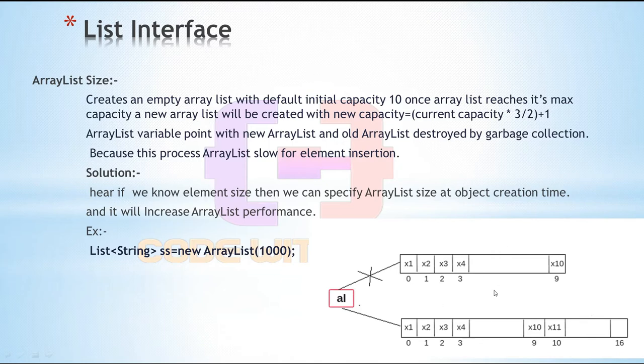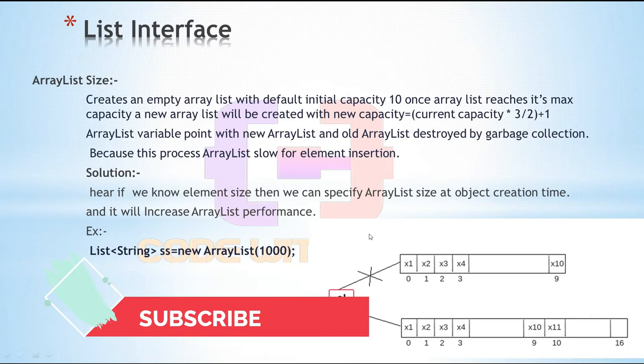Every time it reaches its max capacity, it creates a new array list, then copies all the old array list data into the new array list, then inserts the new element. After inserting the new element, the variable points to the new array list, and the old array list is destroyed by garbage collection. This process continuously happens if we continuously add records. Because this process takes time, we have to sacrifice performance. We can't expect good performance because all this takes time.